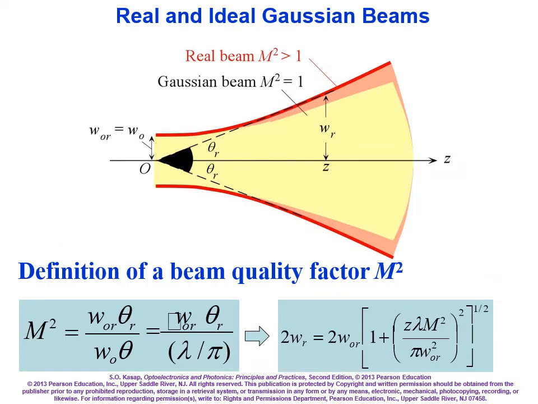There are some differences between the ideal Gaussian beam and the real Gaussian beam, where M² for a Gaussian beam equals 1, whereas for a real beam M² is greater than 1. M² is known as the quality factor and it is given by the equation here. We can see this is the equation of M² and this is the modified equation of the Rayleigh length due to the real beam's M².